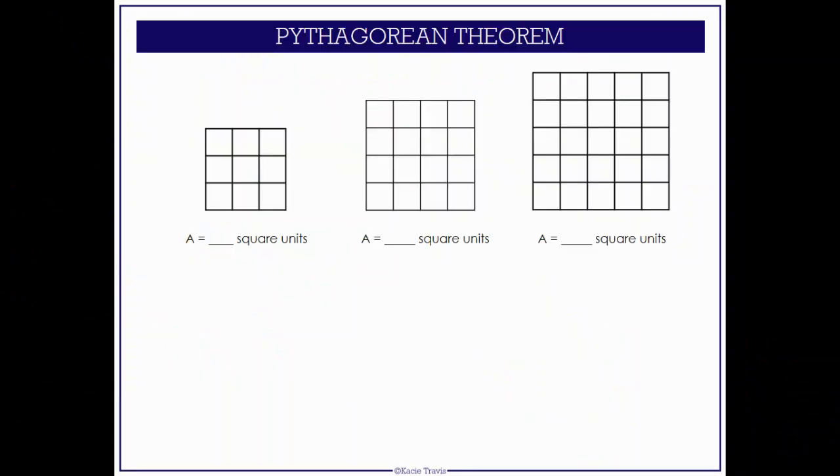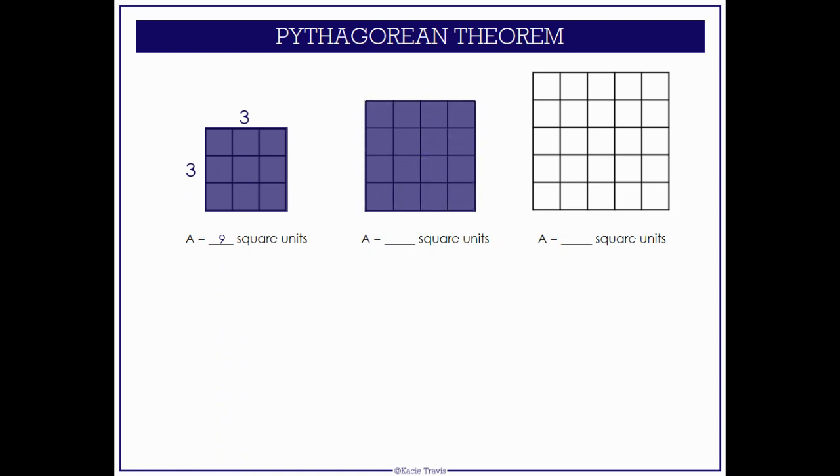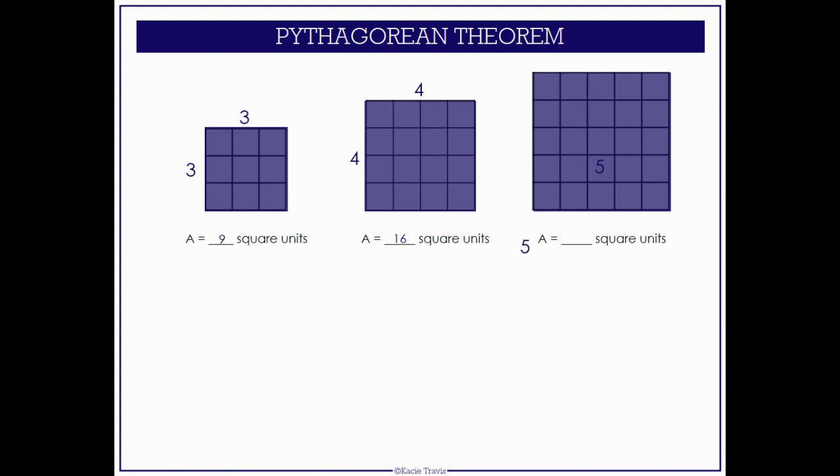Imagine we had three different squares made up. The first square here has all nine of these. This is made up of 3 times 3, so the area of this whole thing is 9. Our next biggest one is 4 by 4, and its area would be 16. And the biggest one right here is 5 by 5, and the area of that is 25.